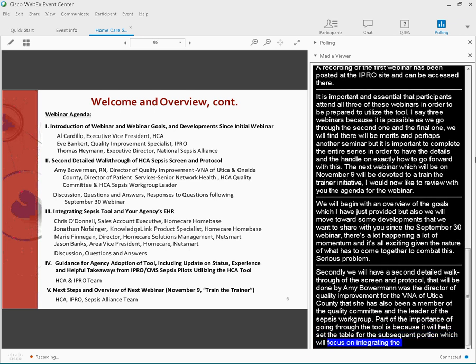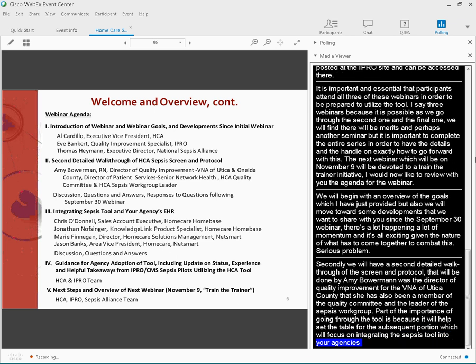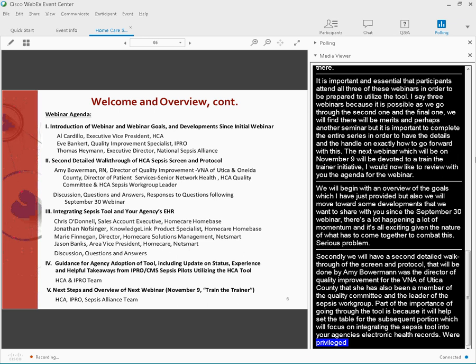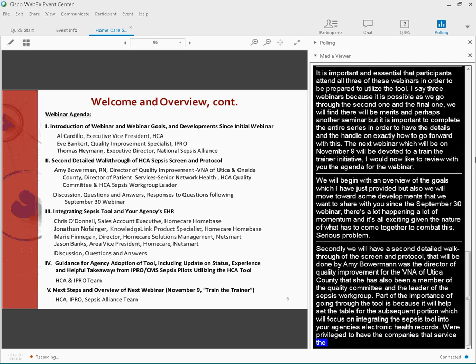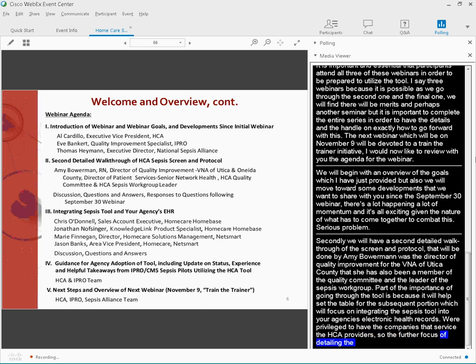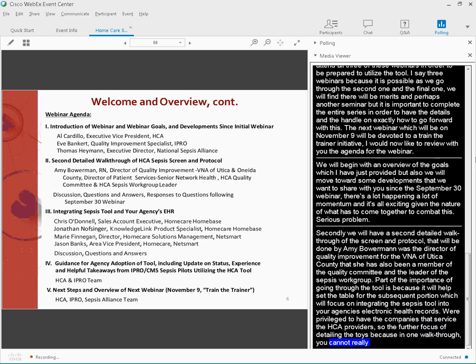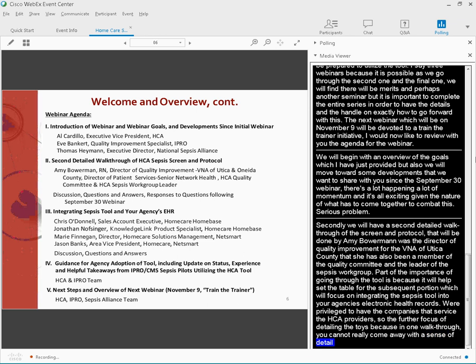And we're very privileged to have today two of the main electronic health record companies that service the HCA providers in the state, Home Care Home Base and NetSmart. So the further purpose of detailing the tool is also because in one walkthrough, you can't really come away with a sense of detail and a sense of comfort on how exactly the tool works, and also one that would address the questions that you have.